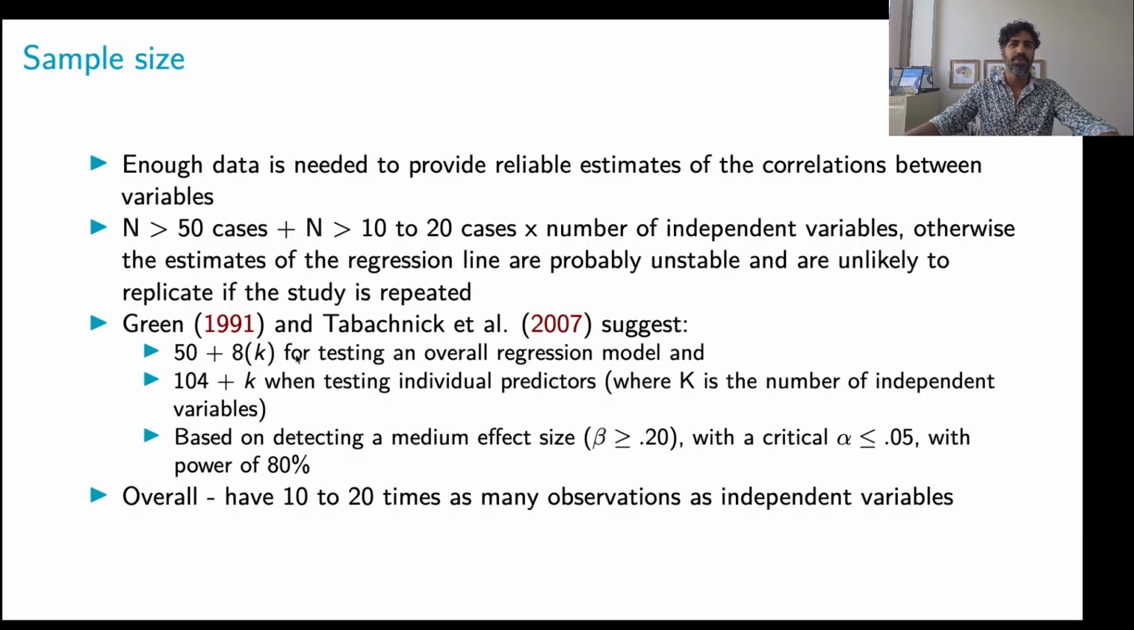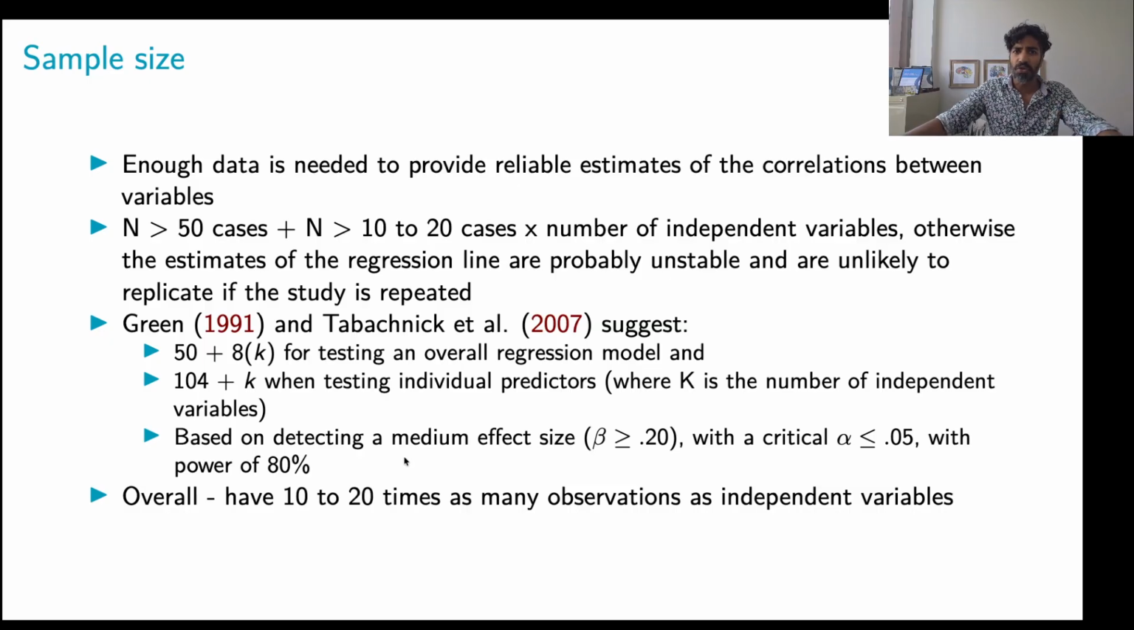What are the guidelines? Well, a number greater than 50 cases plus 10 to 20 cases times the number of independent variables. Otherwise, the estimates of the regression line are probably unstable and unlikely to be replicated if the study is repeated. Green and Tabachnick have suggestions: 50 plus 8k, where k is the number of independent variables, for testing an overall regression model, or 104 plus k when testing individual predictors, based on detecting a medium effect size, beta greater than 0.2, with critical alpha less than 0.05, with power of 80%.